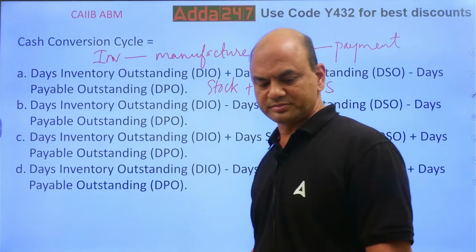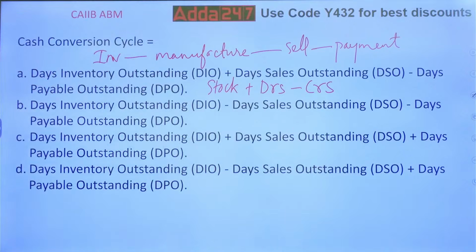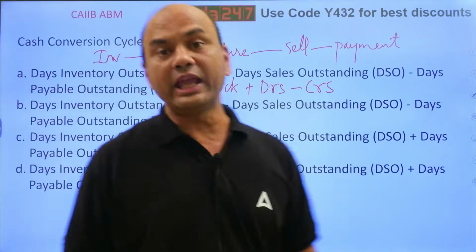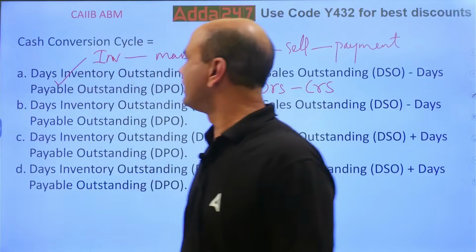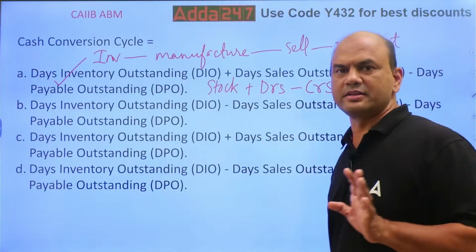What is it? Think. This formula is the basic formula for any working capital gap and operating cycle. So it is stock plus debtors minus creditors, isn't it? So the answer will be A over here, A. Stock plus debtors minus creditors. This is basically the operating cycle.